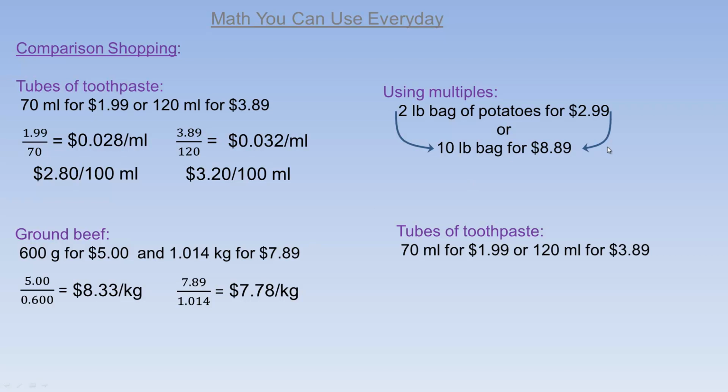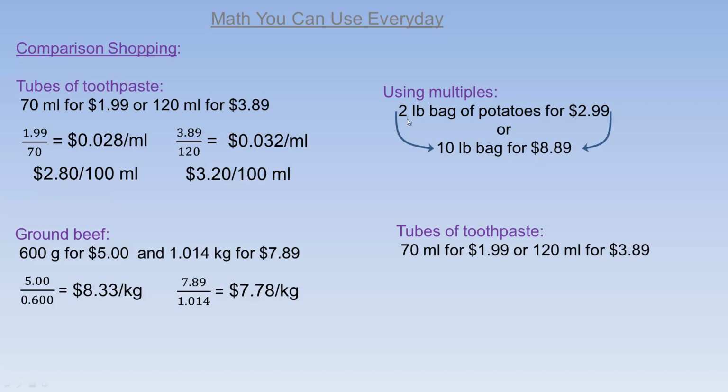Now, sometimes you might not have that calculator option available to you. Maybe you've forgotten your cell phone at home, or it's in the vehicle. So using multiples, let's say you're comparing a 2-pound bag of potatoes for $2.99 to a 10-pound bag of potatoes for $8.89. So which is the better buy?